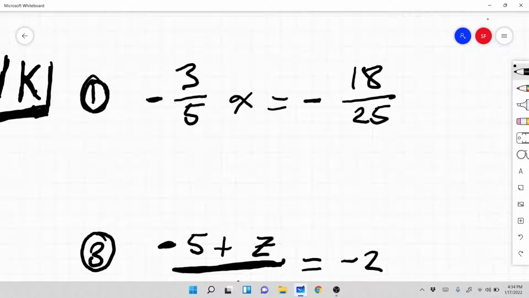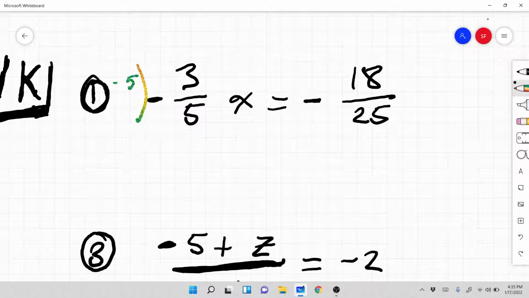So number one on our homework, we have negative 3/5 x equals negative 18/25. Now this negative 3/5 is multiplied times the x, right? So how do we get rid of it? We divide. Now, how do we divide fractions? Remember, we multiply by the reciprocal. So that's going to be our next step here, is to multiply times negative 5/3. And if we do it to that side, we've got to do it to this other side too.